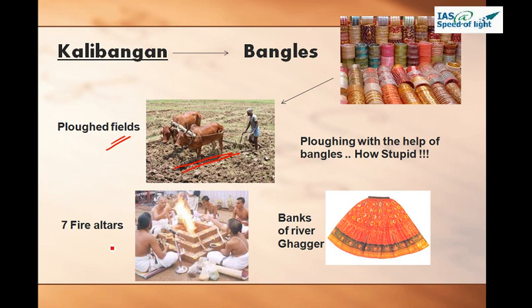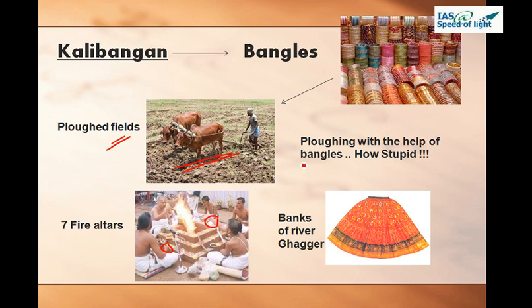We have found 7 fire altars, Havan Kund. These altars are the Havan Kunds from Kali Bangan. So all these Brahmins who are doing that Havan, they are wearing bangles. See that picture. You are sitting in one Havan, and all these Brahmins or priests who came to do the Havan were all wearing bangles, and it was quite strange to see that.